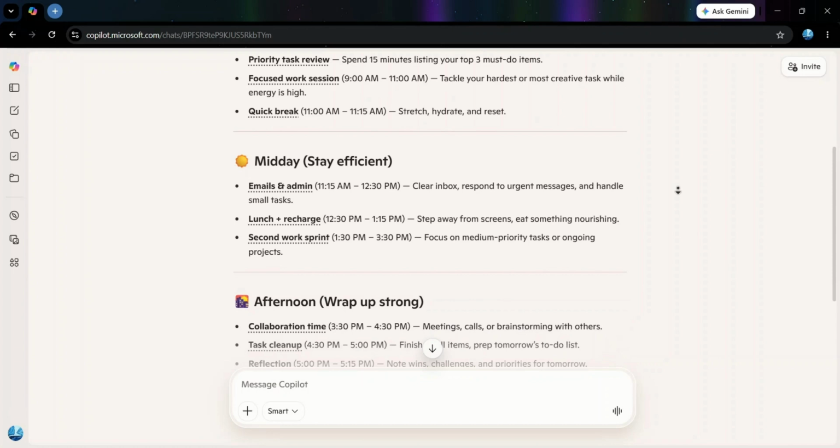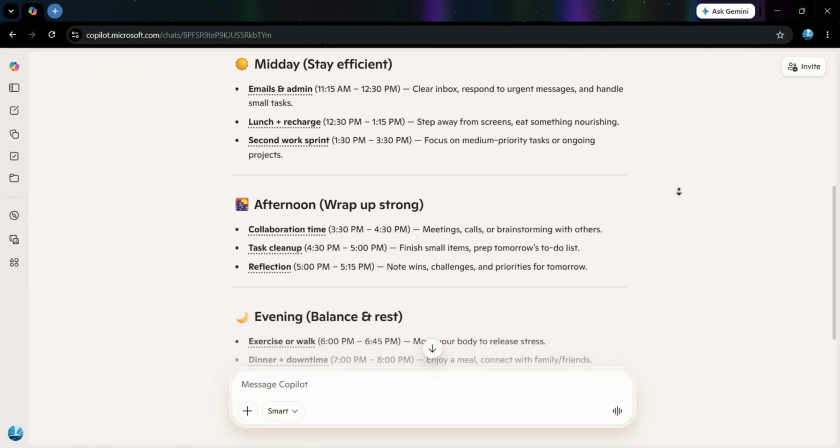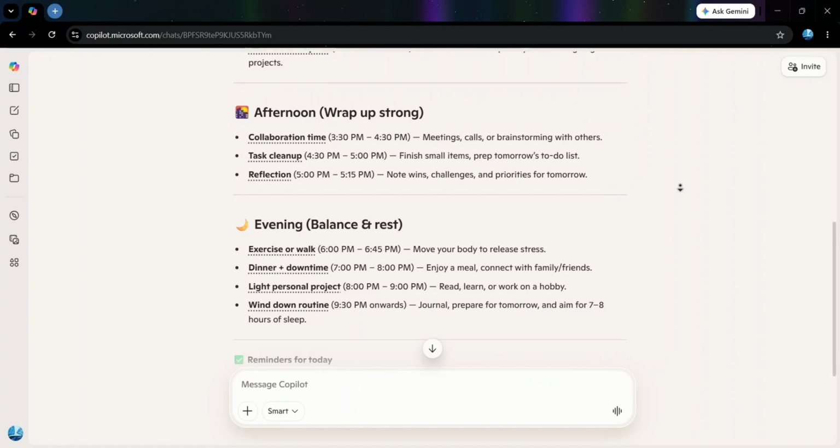As I scroll down, I review the midday strategy, which prioritizes handling emails and admin tasks for an hour starting at 11:15. This is followed by a lunch and recharge period until 1:15 to ensure I step away from screens. A second work sprint is then scheduled from 1:30 to 3:30 for medium priority tasks.